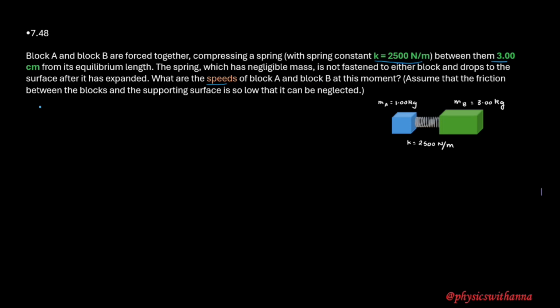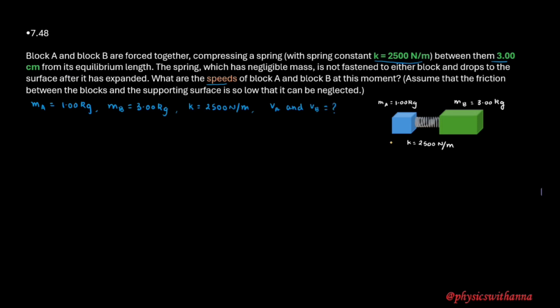So you have block A of mass MA equals 1 kilogram. And then you have block B of mass MB equals 3 kilogram, which are forced together with the help of a spring that has a spring constant K of 2500 Newton per meter. After they are released, we need to find what are their speeds, VA and VB.